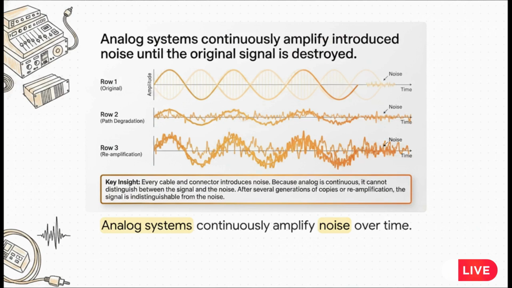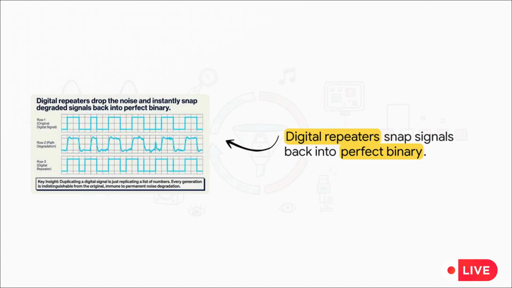This means every single generation of copies, or every time you boost the signal over a long distance, you are continually amplifying that noise until the original signal is permanently degraded and, frankly, practically destroyed. Digital systems, however, fix this problem entirely. Because they just read discrete, rigid numbers, ones and zeros, they are highly resistant to noise.